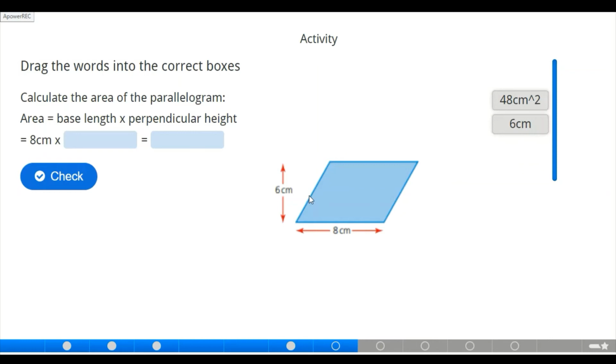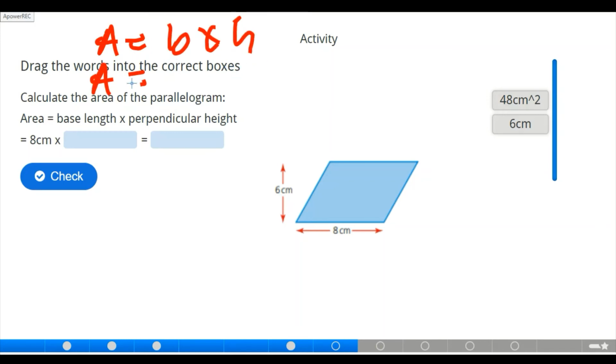Okay. Now let's look at some activities here. We want to calculate the area of this parallelogram below. We have told us that the formula for calculating the area of a parallelogram is what? It is base length times perpendicular height. So look at what we have here. The base length is 8 centimeters here, and the perpendicular height here is 6 centimeters. So all we just need to do is use the formula, which is what? Base times h. That's what we're going to be using.